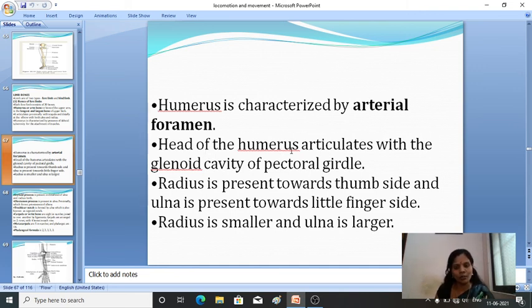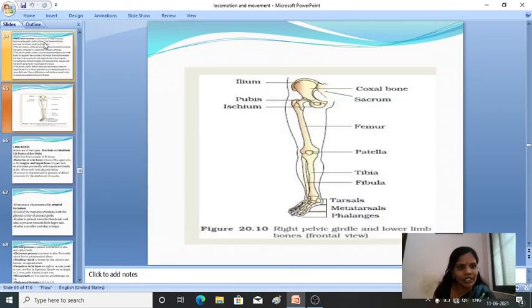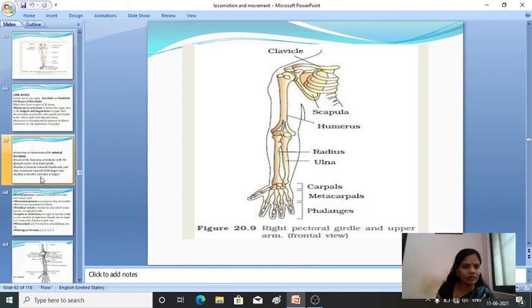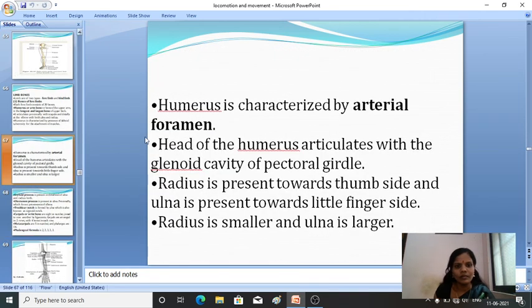The head of the humerus articulates with the glenoid cavity of the pectoral girdle. Here you can see this region. It articulates with the glenoid cavity of the pectoral girdle.